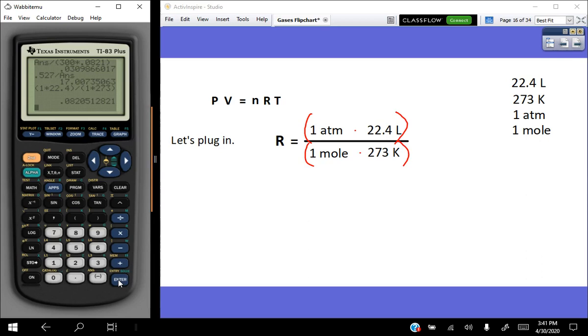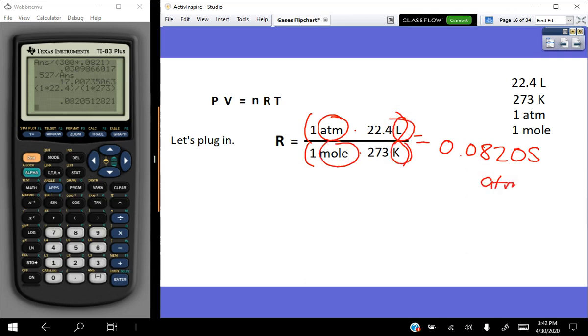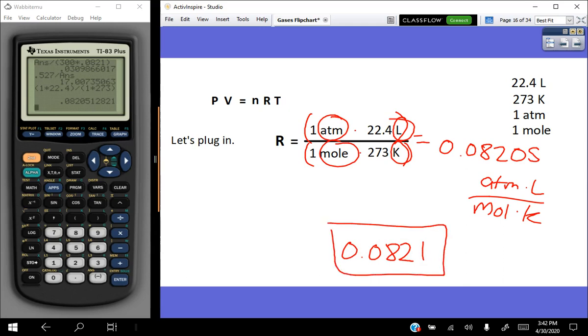This gives us a value of 0.08205, and none of the units canceled out, so this has units of atmospheres, liters, mole, and Kelvin. This whole number is one giant combo unit. Now, we tend to use 3 significant figures, so for the purpose of what we're doing, we're going to round this to 0.0821. You don't need to memorize that. It is going to be given to you in the problem set, but that's what we're referring to when we're referring to R.